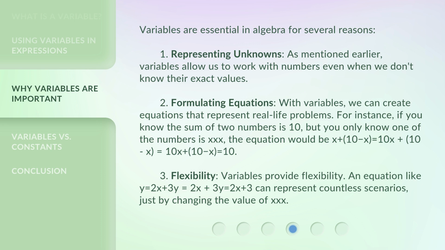For instance, if you know the sum of two numbers is 10, but you only know one of the numbers is x, the equation would be x + (10 - x) = 10. 3. Flexibility.